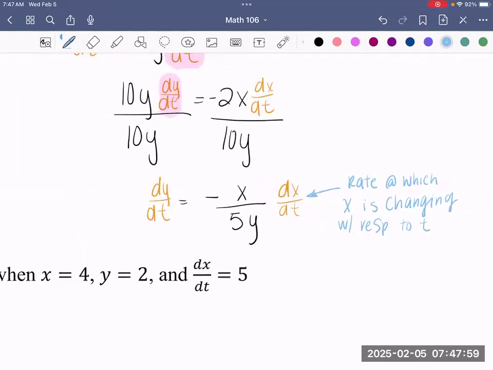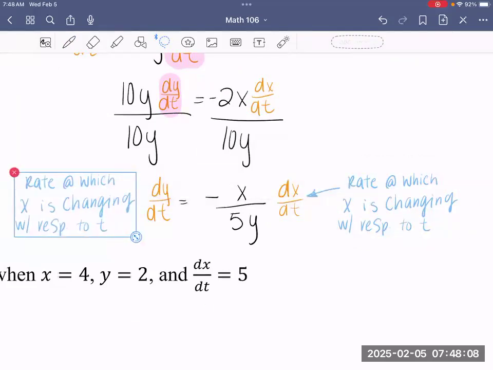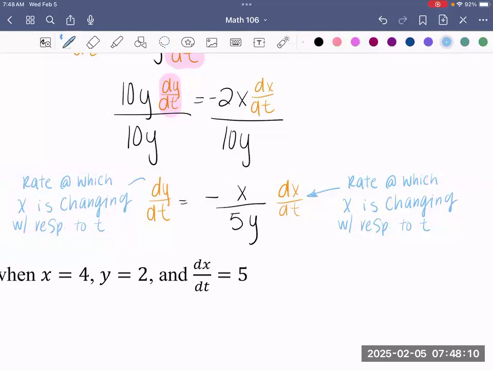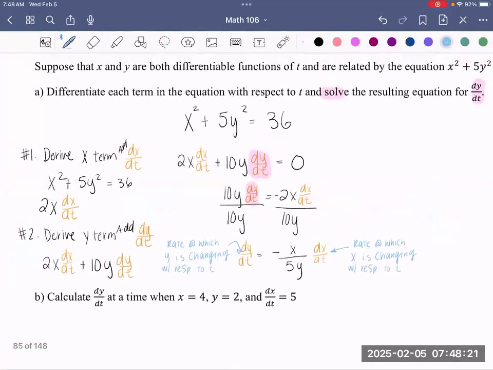Whereas dy/dt, and I'm just going to throw this over here, is the rate at which your y is now changing with respect to t, or perhaps time. So if everything is given, they're telling us what x is, what y is, and what dx/dt is, we can solve and calculate dy/dt.